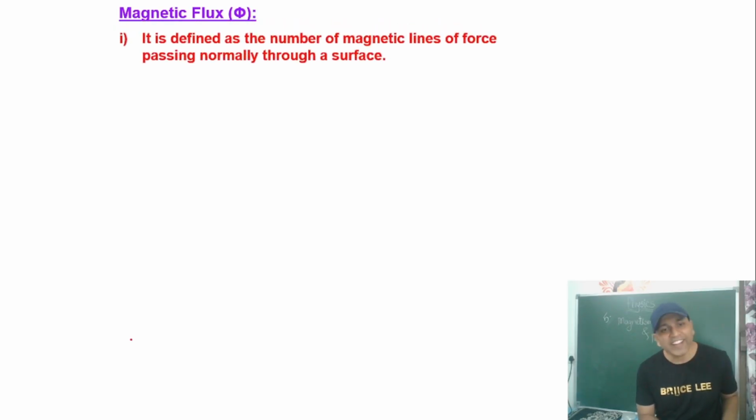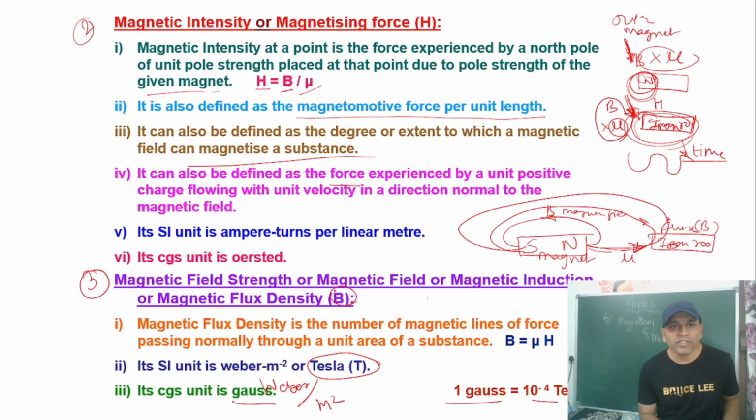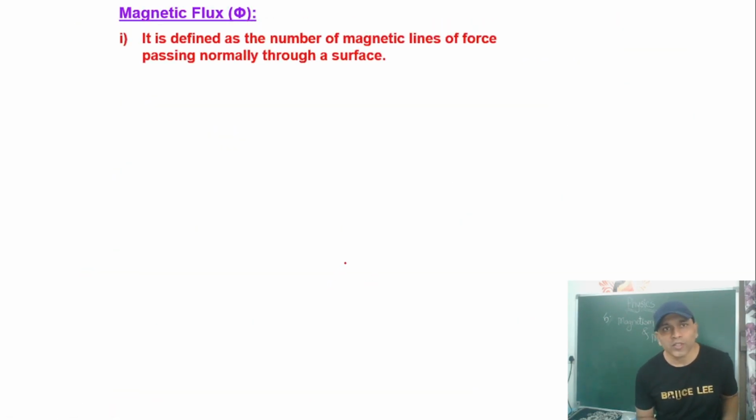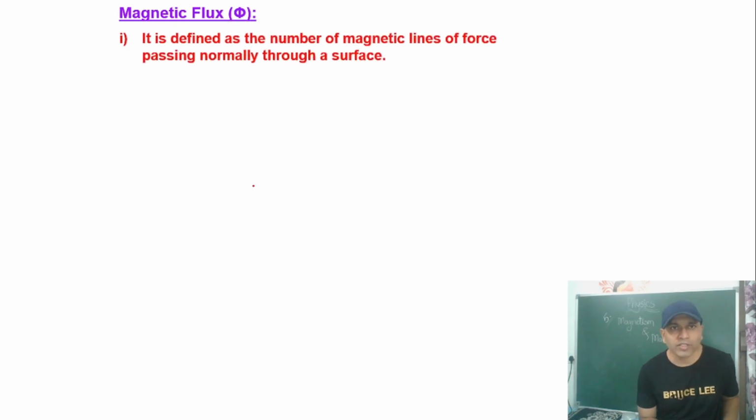Now here I just want to clear something. Magnetic field strength, or magnetic field, or magnetic induction, or magnetic flux density. I need to mention this flux density. B is magnetic flux density. And now it is a flux. So what I mentioned previously was wrong. I will just mention it is flux, magnetic flux. Okay, this is magnetic flux.